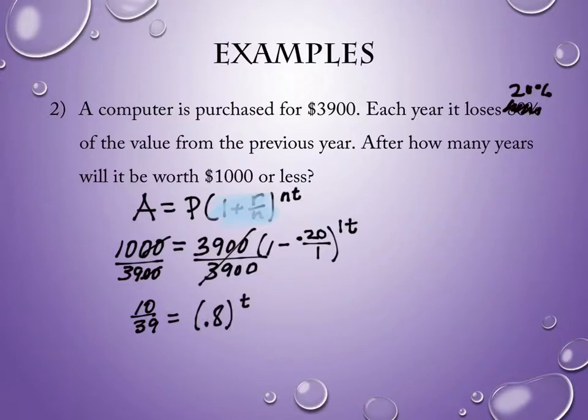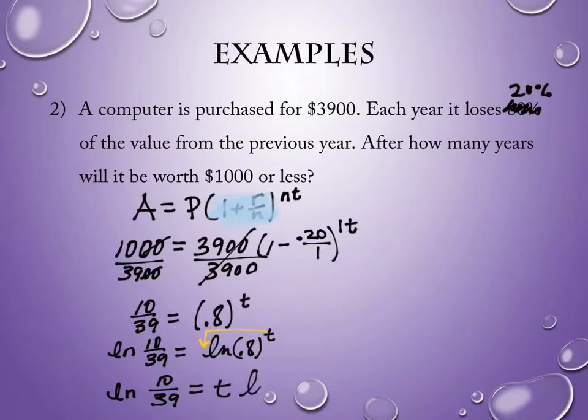Okay? And then, like on the previous problem, we can take a natural log on both sides. Natural log of 10 over 39 equals the natural log of 0.8 to the t. And the reason we did that, of course, is so we can pull the t down in front. So this is the natural log of 10 over 39 equals t natural log 0.8. And we're then able to divide by the natural log of 0.8. So t is equal to the natural log of 10 over 39 divided by the natural log of 0.8.